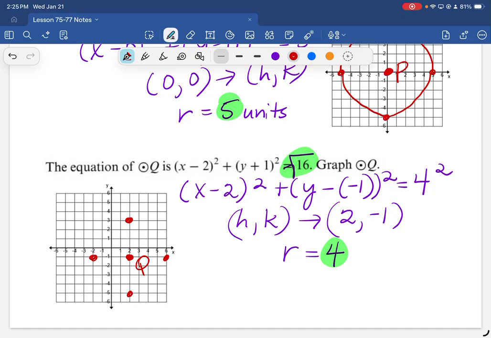And then we're going to, as best we can, connect those dots to make a circle. And that's lesson 75. Questions before we move on?